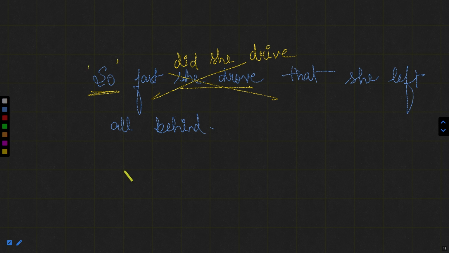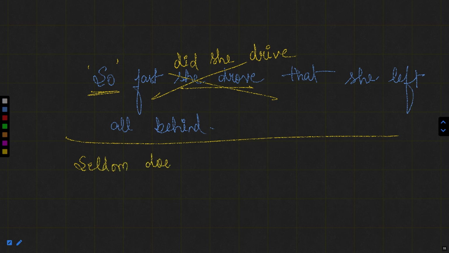So if the sentence begins with any of these words that we have already read, we have to follow the inverse rule, in which the helping verb comes prior to the subject. For example, if I say, seldom does she go to the party. So this will be the correct structure of the sentence.